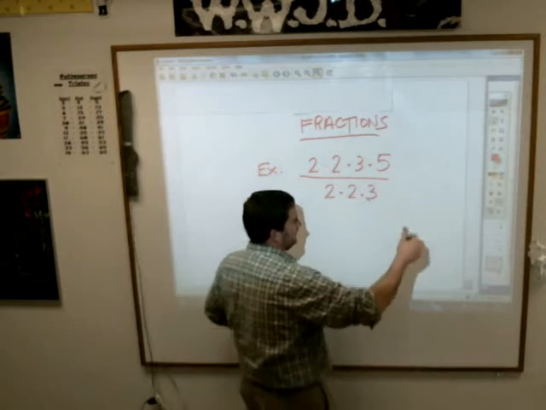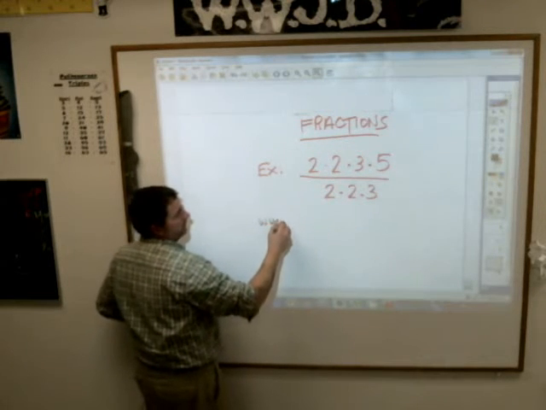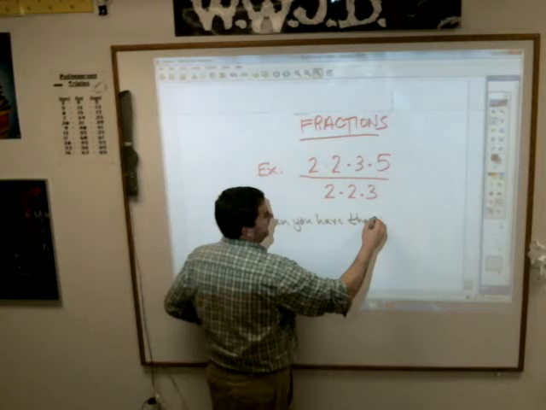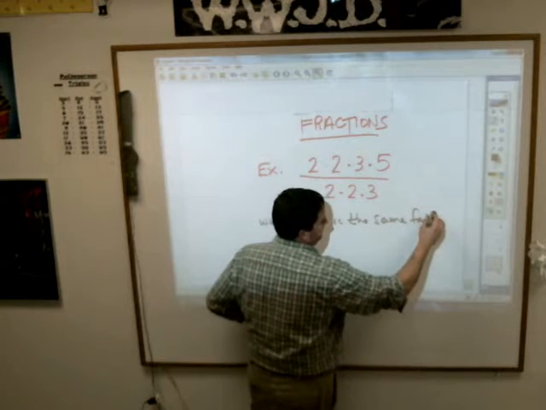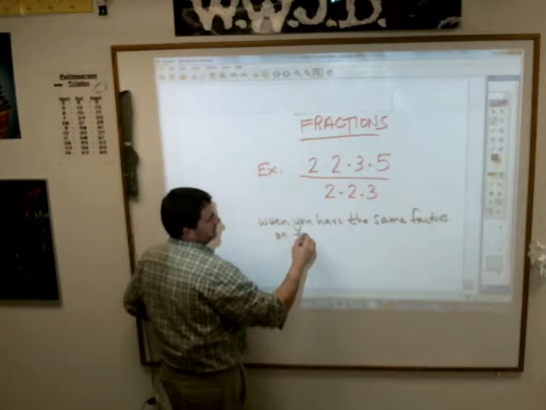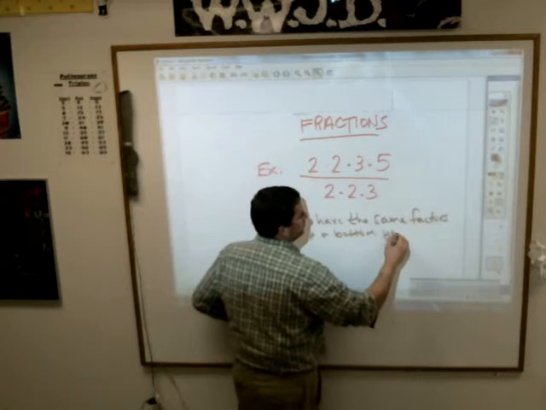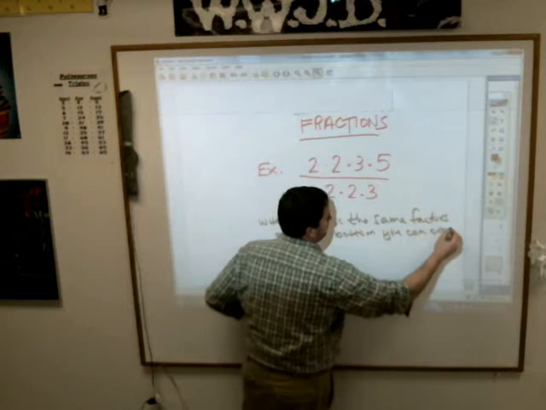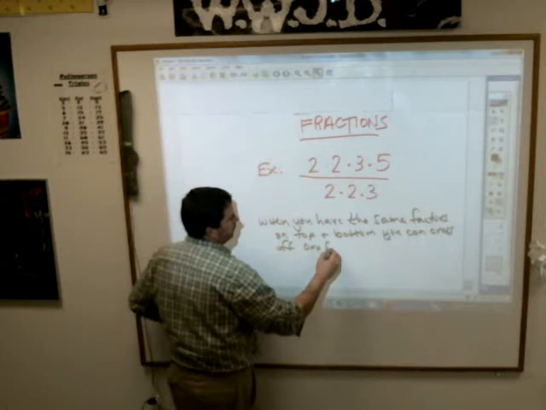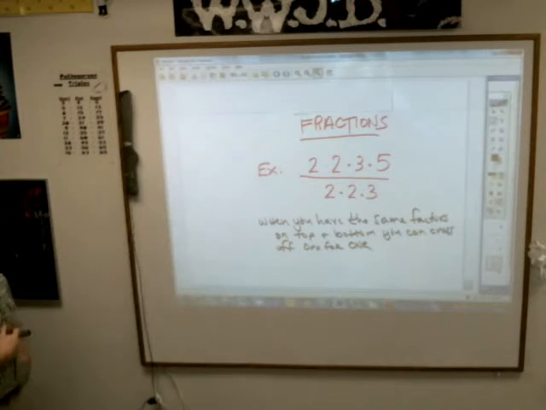I guess what you have to see is that in fractions, when you have the same factors on top and bottom, you can cross them off one for one. You can cross off one for one. I'll let you write that and then we'll talk a little bit about this.